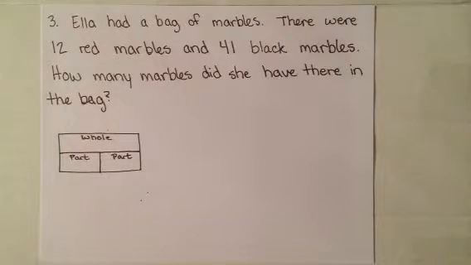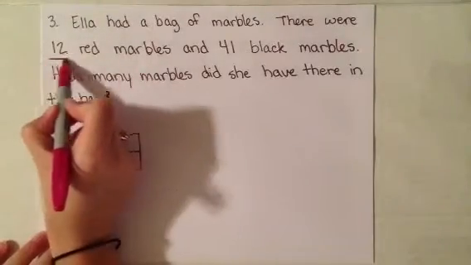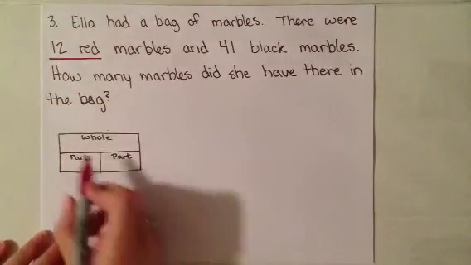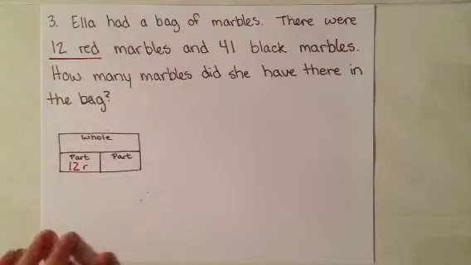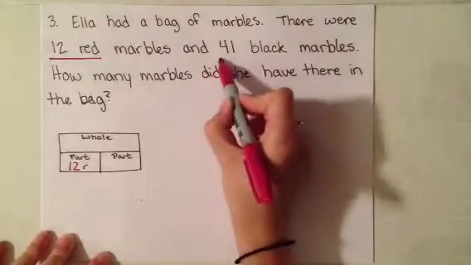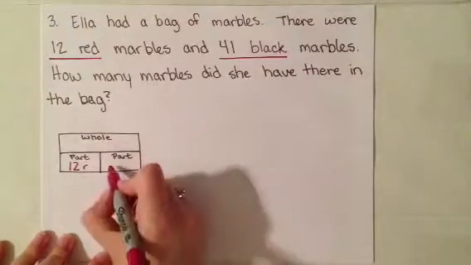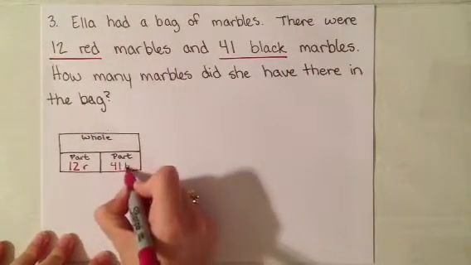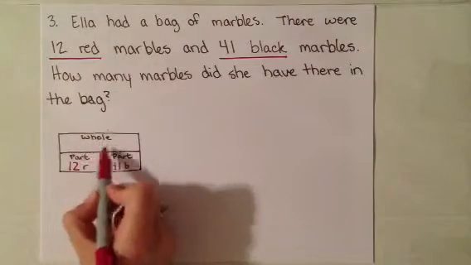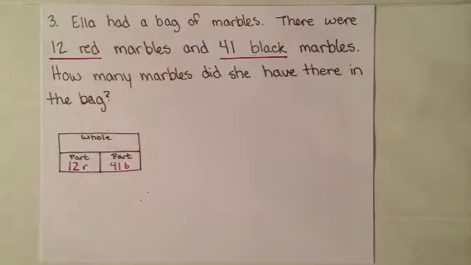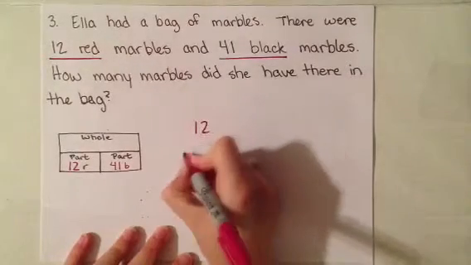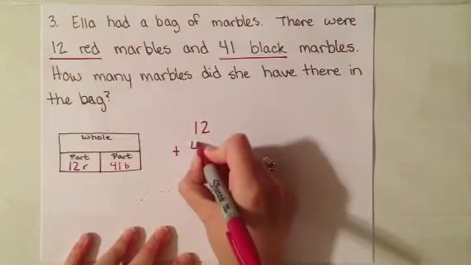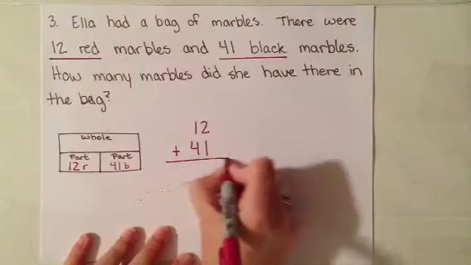So if we look at what our parts are, we have one part here, we have 12 red marbles. So that's one part. And I'm going to put an R for red. And we have 41 black marbles, that's the other part. 41, I'll put a B for black. And this whole is what we are trying to find. If we do this as an algorithm, we can do 12 plus 41.